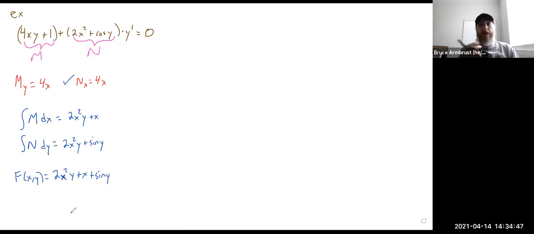So that's how you put these together. You just literally take all the pieces and add them up. And anything that's in common just shows up on that list one time. So this is a function whose derivative with respect to x is 4xy plus 1, and whose derivative with respect to y is 2x squared plus cosine y.